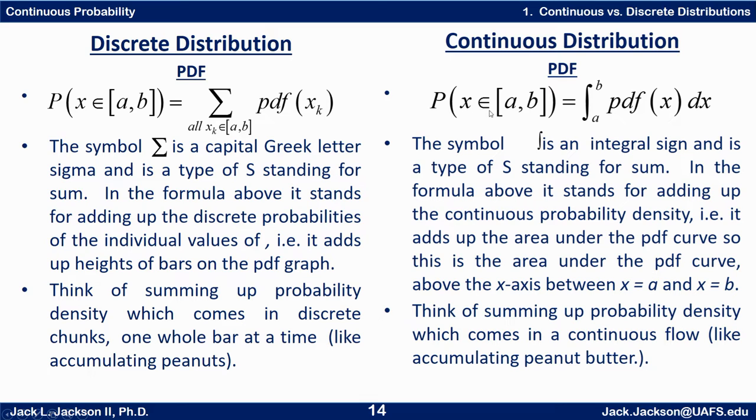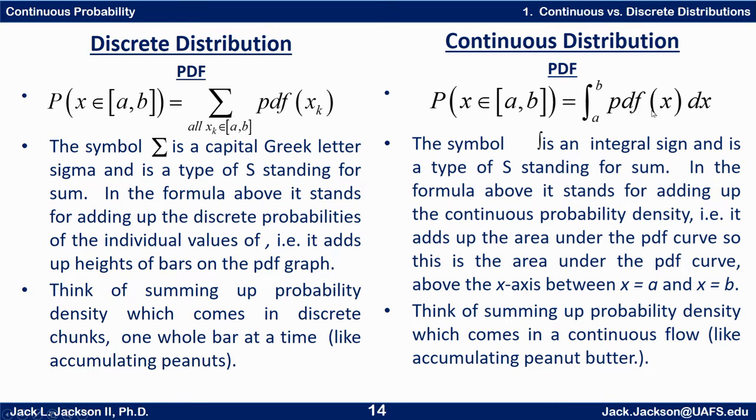So the probability that X is in the interval from A to B is the sum from A to B of the PDF of X. But the sum over here is this long skinny S. The sigma over here is a Greek S. The long skinny S is called an integral sign, and it's definitely an S. That's why that sign was designed that way. It still stands for sum, but it's a sum of the continuous probability density. So it's a sum of areas under the PDF curve. This is the area under the PDF curve from A to B, and we're adding that up.